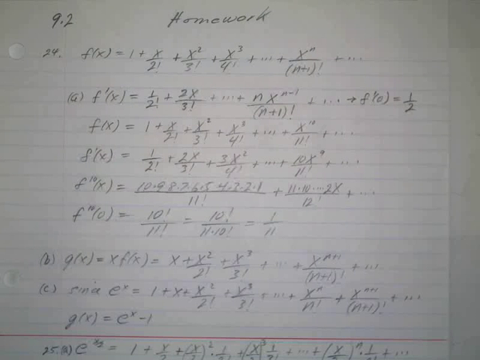Okay, some more problems from section 9.2. This is number 24, and it says the Maclaurin series is given. Find f prime of 0 and the 10th derivative of f at 0.